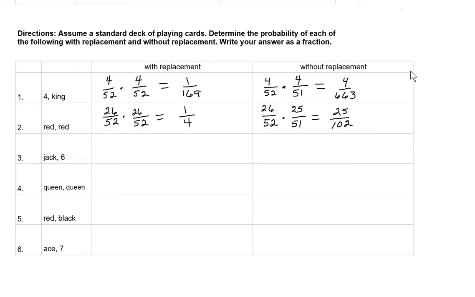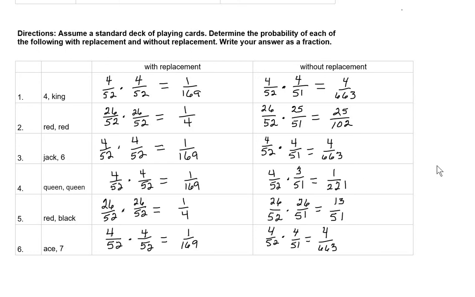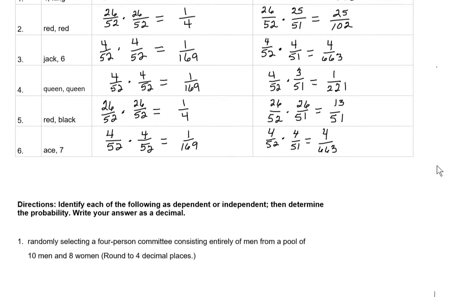So what you should do here is pause the video and complete this table, and then come back and check your answers. Okay, there are your answers, so check those and be sure you've got those right. And we are going to go on to this next section here.